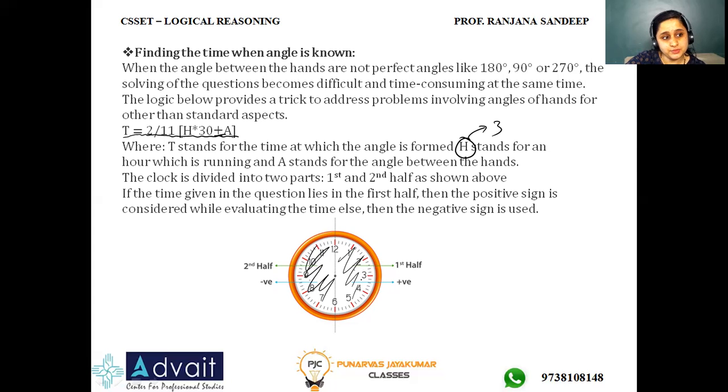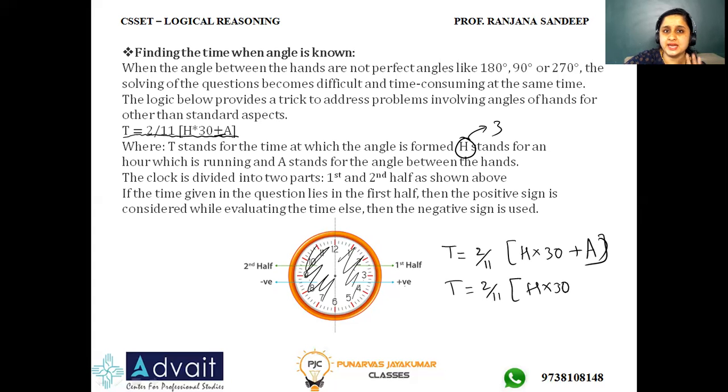So if the time falls in the first half of the clock, then you should use the positive sign here. So the time will be t is equal to 2 by 11 into h into 30 plus a. If the time falls in the second half, then you should use the negative sign, that is t is equal to 2 by 11 into h into 30 minus a. Everything else remains the same. Only the sign will vary. So just remember this formula. This is a very important formula which we are going to use while solving problems.